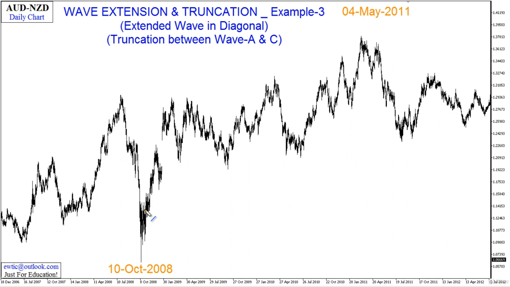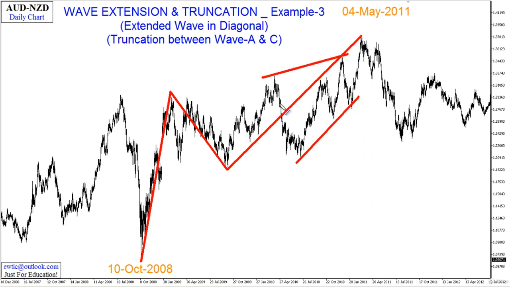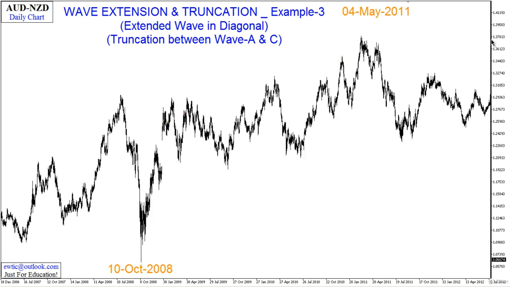Then what is this? Maybe this is a zigzag, right? A, B, ending diagonal wave C. Well, again, this diagonal is invalid, because wave 3 is bigger than wave 1, right? So this is not an impulse, this is not a zigzag. This is maybe a flat, 3 up, 3 down, 5 up. Well, this 3 down is very small if we compare it with this move to the upside, right? So this is not a flat, this is not a zigzag.